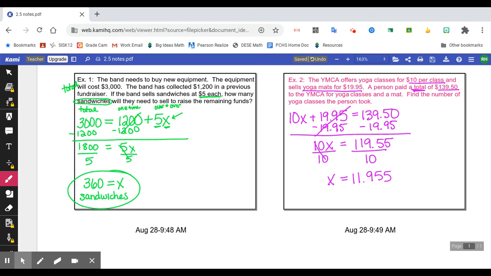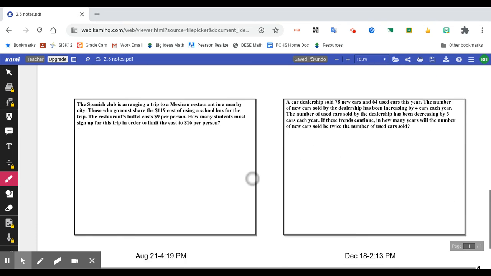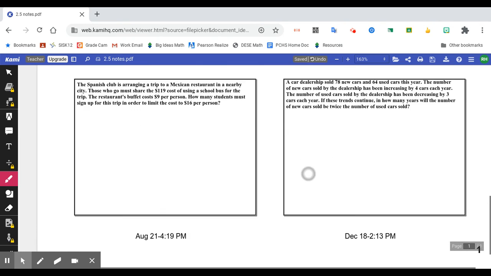Okay, so this says find the number of yoga classes the person took. It's kind of a weird number for a number of yoga classes, right? You wouldn't take 11.955. So you have to think about this for a second. If I can only afford 11.955 classes, I can't round up because they won't let me stay for 12 if I can't pay for it. So in this case, they can pay for 11 yoga classes and buy their mat. Okay? All right. Two more here.